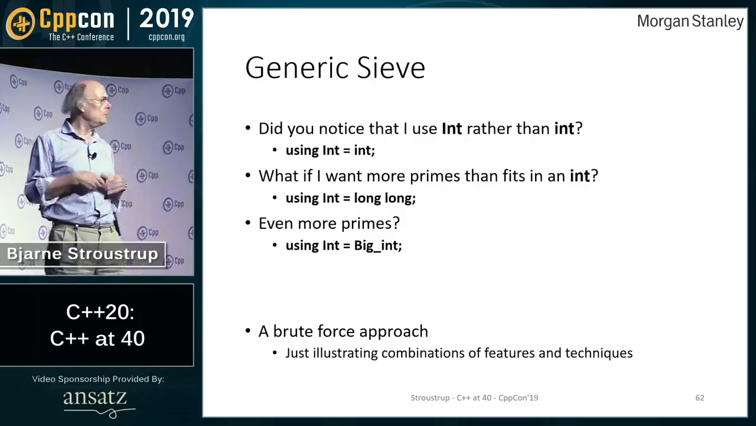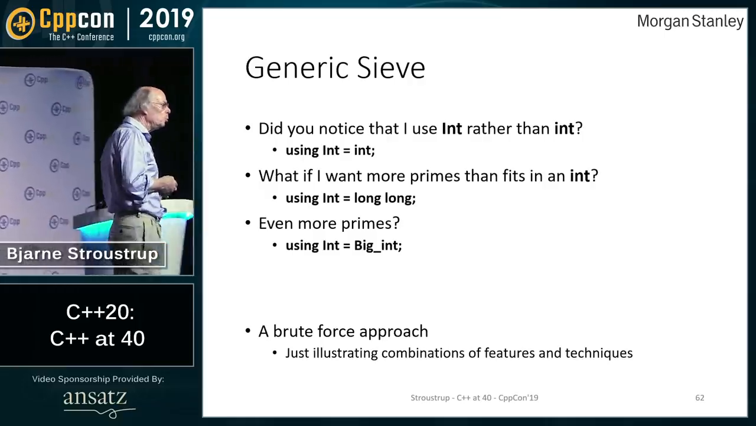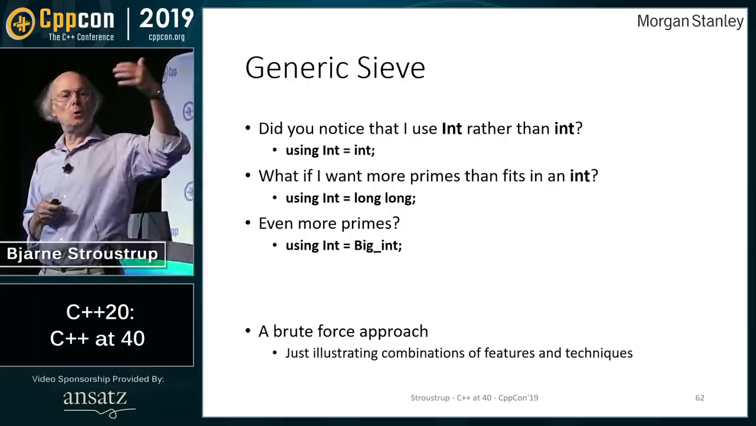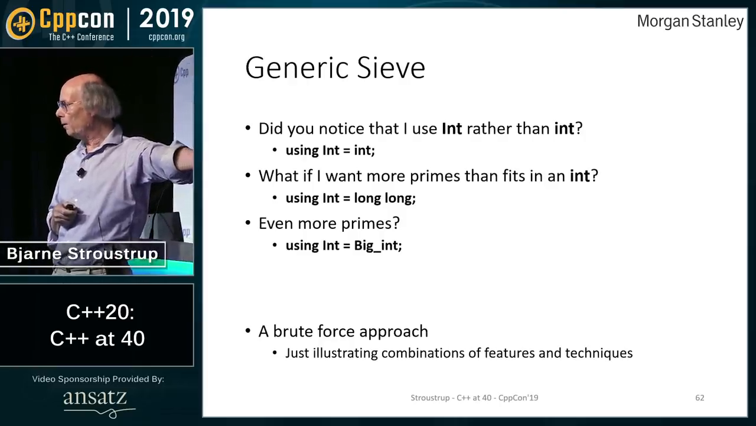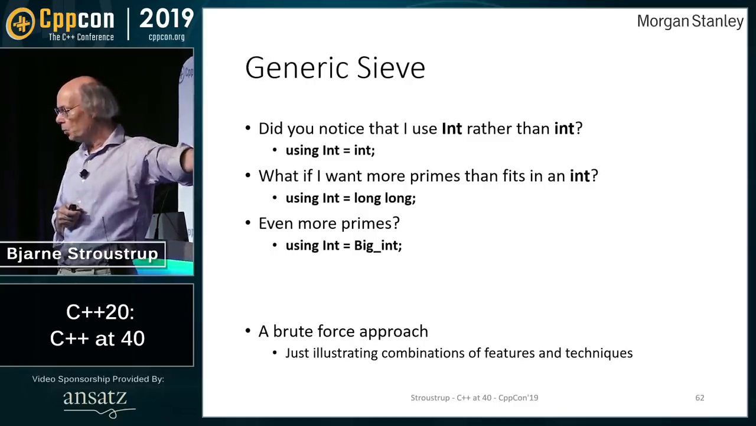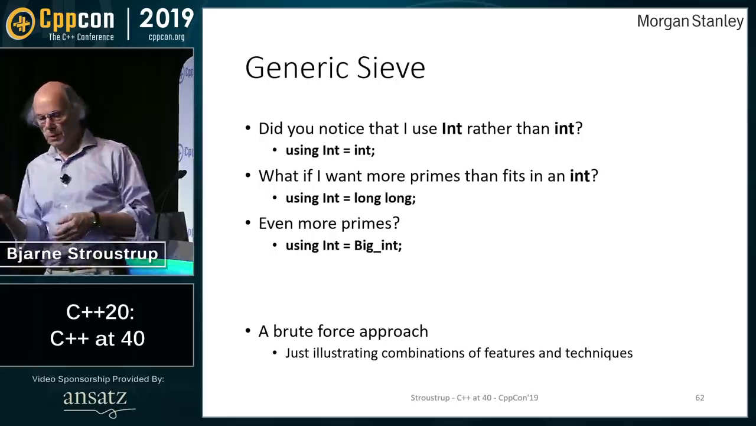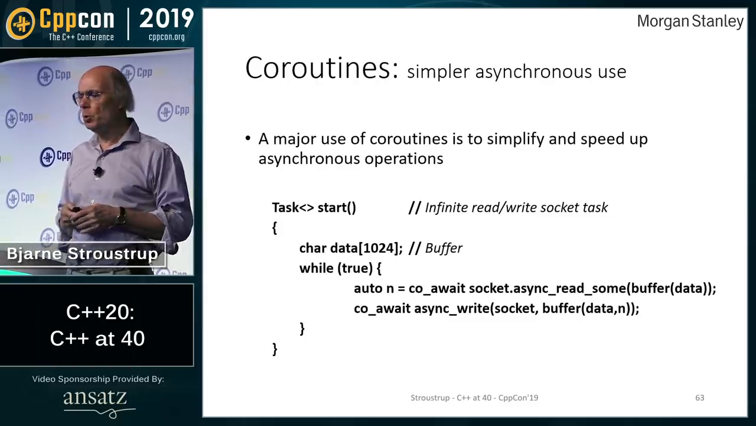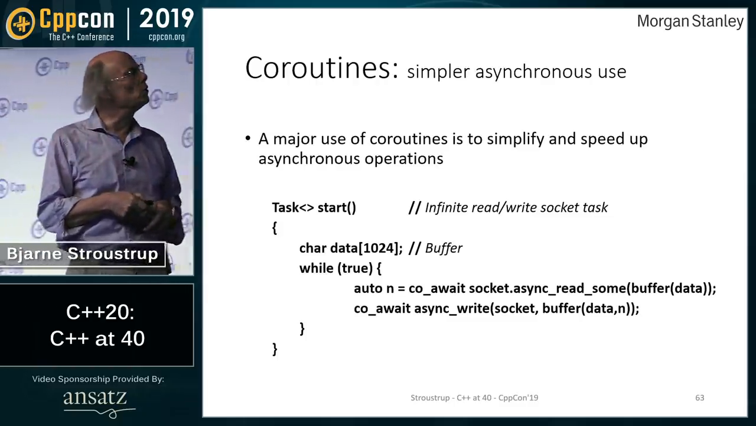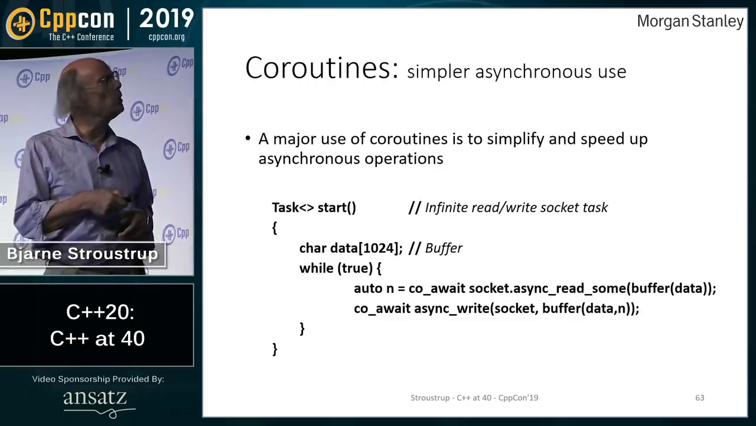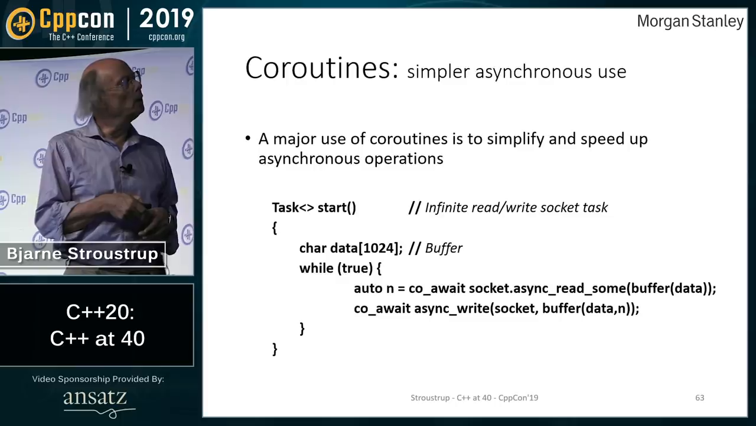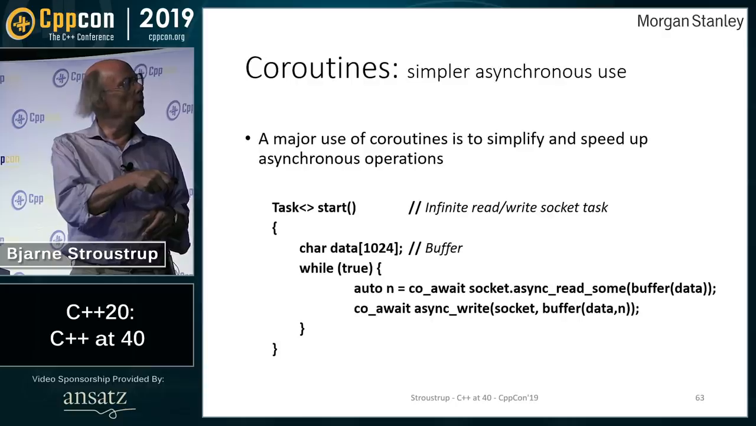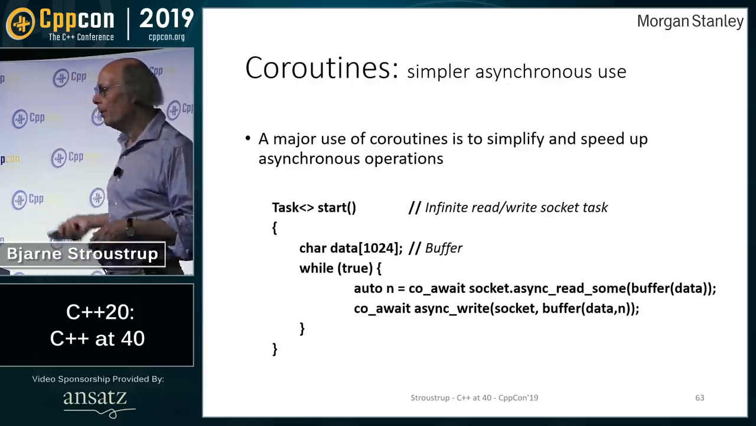This is a brute force technique. It's not the way you would probably do Eratosthenes' sieve, but it illustrates the techniques, and it illustrates that coroutines are fundamentally a way of organizing computation and using hardware, with generic code and aliasing as a composition mechanism. Most of the use of coroutines today is actually simple asynchronous operations, speeding them up. Here's a buffer. I read from a socket and I write to a socket. This one waits till there's something to read. This one waits till there's something to write.